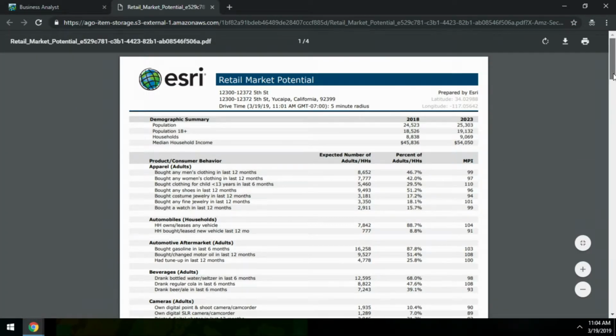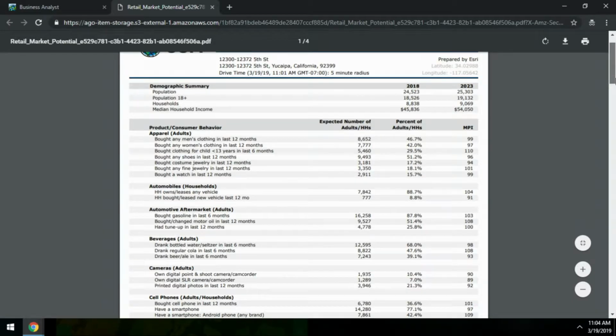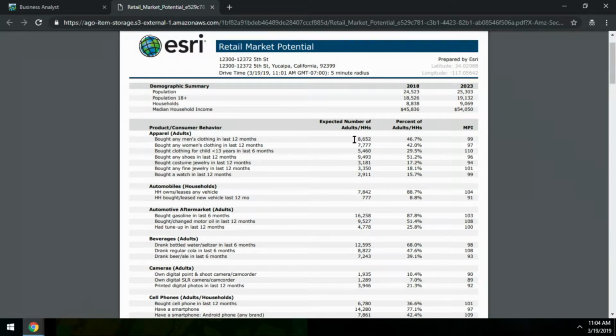So what this report is going to tell us is how many people are likely to buy something, and what does that mean for the average person in the United States. So let's look at the first section, bought men's clothing in the past 12 months. In that area, there's approximately 8,600 people who have purchased men's clothing, which is about 46% of the total adult population. And the MPI, which is Market Potential Index, means that 100 is the average American. So they're slightly lower than the average American to buy men's apparel in the past 12 months.